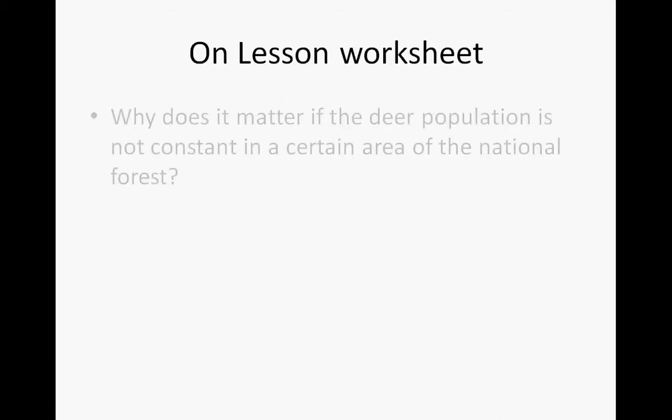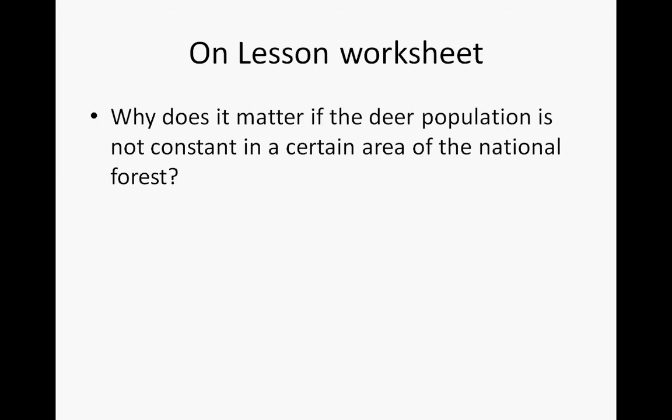So again, on your lesson worksheet, why does it matter if the deer population is not constant in a certain area of the national forest? Well, any theory is acceptable, but it might mean that more deer are getting killed off in other areas, or that they will continue to die off, or maybe there's something going on with the habitat. But any theory is acceptable.